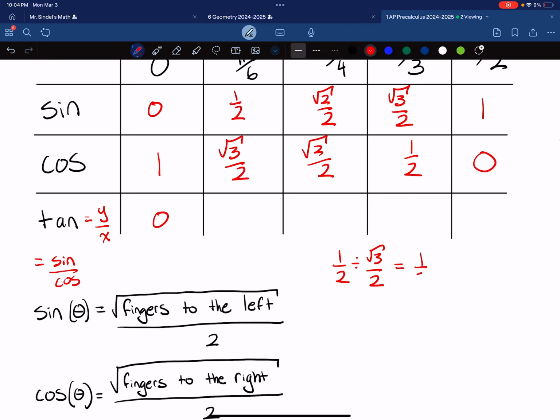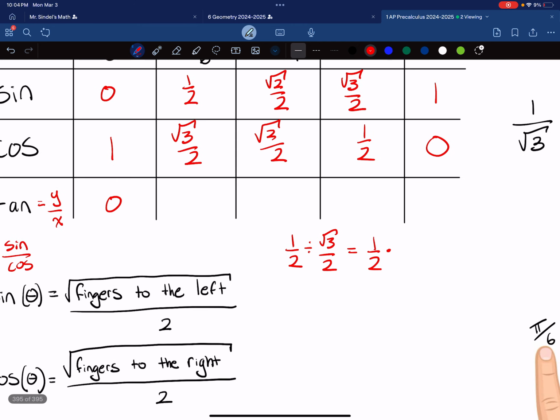If I keep the first fraction, I'm going to change the division into multiplication, and I'm going to flip the second fraction, or take the reciprocal, and I'm going to get 2 over the square root of 3. And notice that these 2's do indeed cross cancel, leaving you with 1 over the square root of 3. The 1 over the square root of 3 is not simplified, of course.